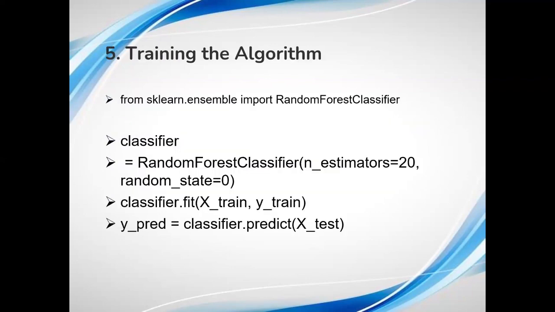Now, the normal process. classifier equal to RandomForestClassifier of n_estimators. Please listen carefully. n_estimators equal to 20 means it constructs 20 decision trees. Actually, a decision tree is a single algorithm. Random forest is a forest, so it comprises multiple trees. So n_estimators equal to 20 means it constructs 20 trees, based on majority voting.